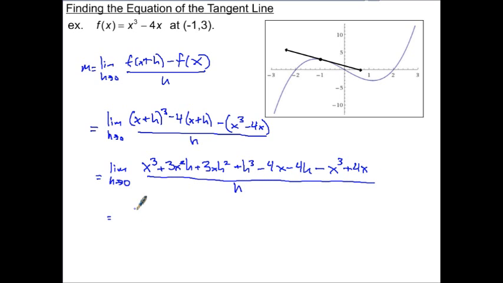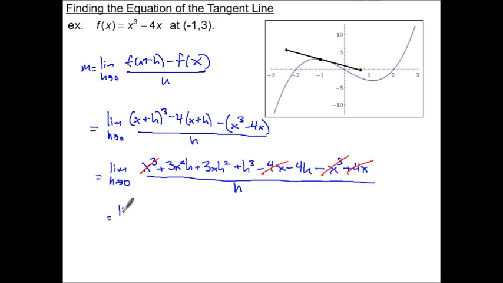Now, there's going to be a lot of stuff that's going to cancel here. For instance, the x to the third and the x to the third will cancel, and then the 4x and the 4x will cancel. Maybe that's not your definition of a lot, but what I'm also getting at is that I'm eventually trying to cancel out the h, and if you look at everybody who's left, they all have an h in them.